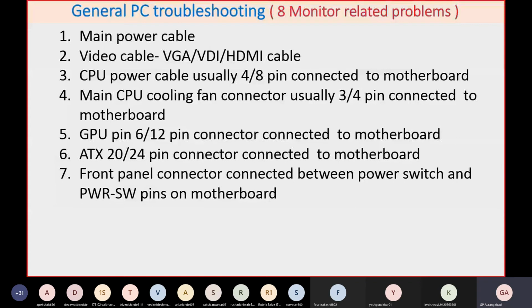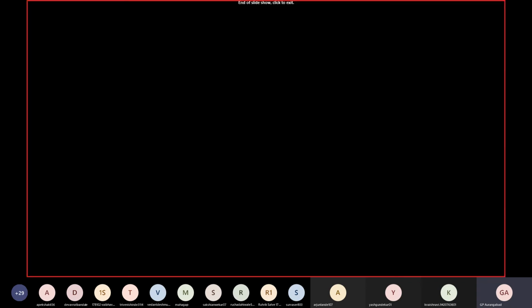Okay, then next is monitor related problems. Again, these are very easy to diagnose in day-to-day practice. Also, you do take care that the main power cable is connected to the monitor, whether the video cable, VGA or DVI, is properly connected, and whether the CPU power cable is properly connected or not. So all of this is about your monitor related problems.